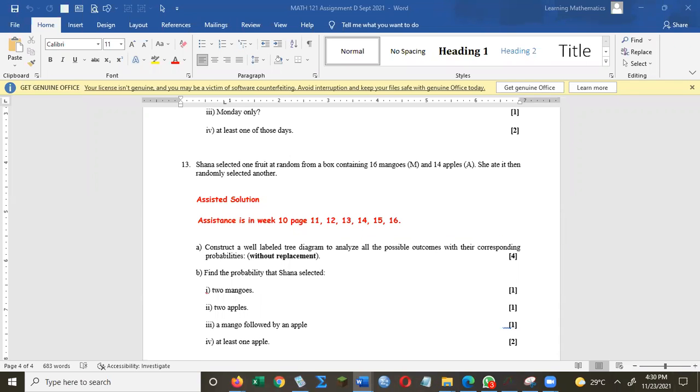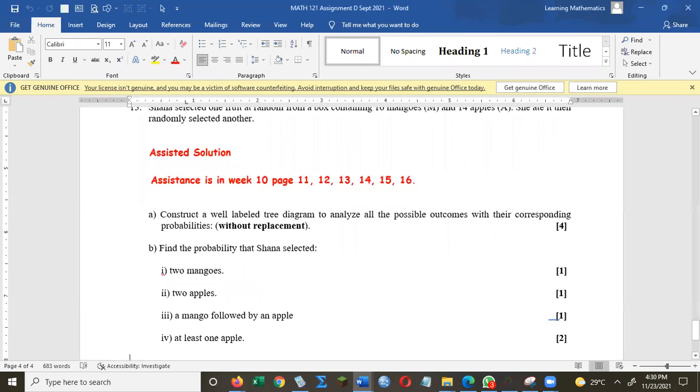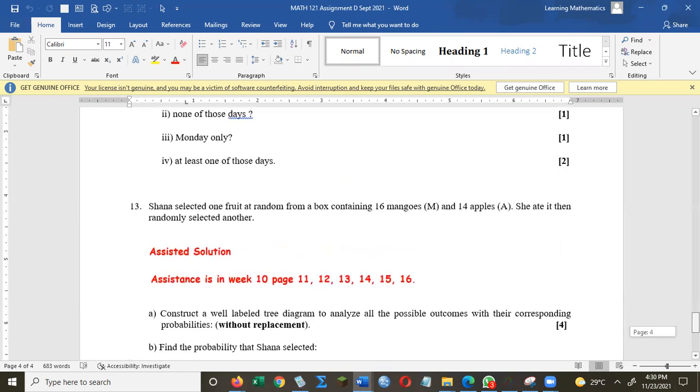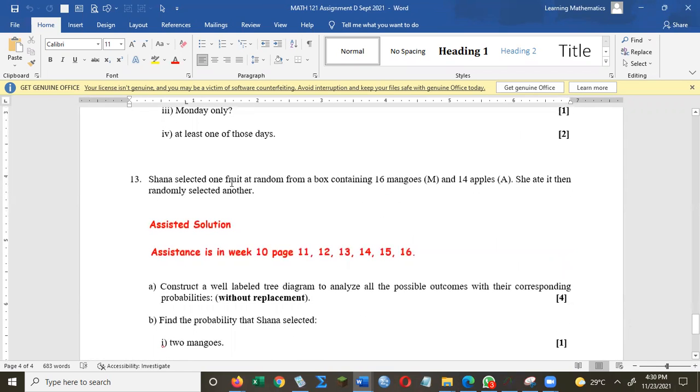Yes, so we are number 13, and it reads, Shana selected one fruit at random from a box containing 16 mangoes, M for mangoes, and 14 apples. She ate it, then randomly selected another. Construct a well-labeled diagram to analyze all the possible outcomes with their corresponding probabilities.